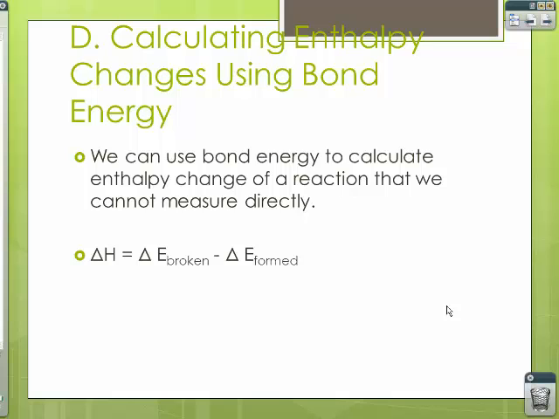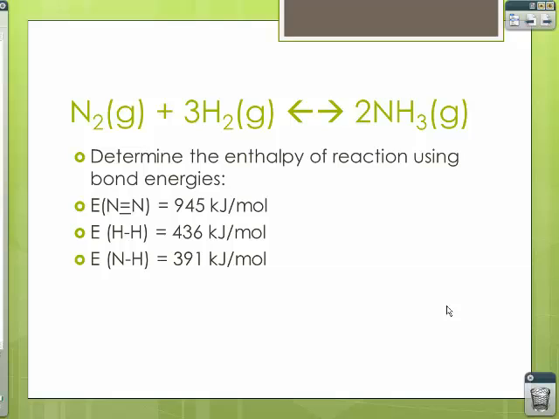Alright, so how do you find it? Pretty simple. You can calculate enthalpy by taking the energy to break the bonds minus the energy to form the bonds. So reactants minus products. So here we'll go to the active board. And we have nitrogen and hydrogen bonding to form ammonia.